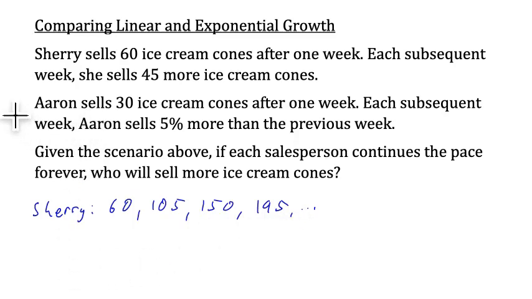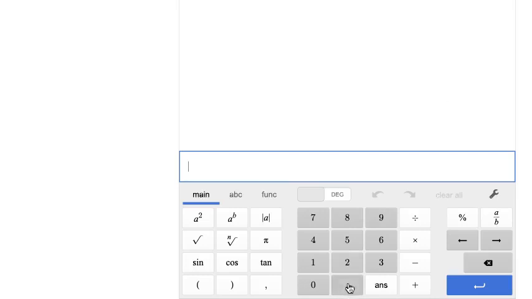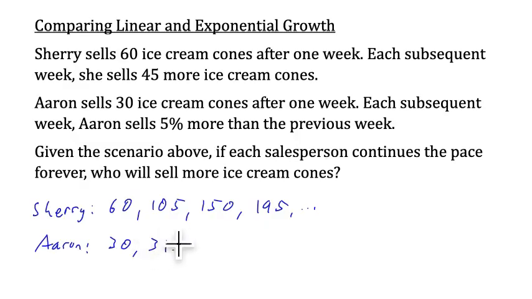Now Aaron, he sells 30 ice cream cones after 1 week. So notice he starts with fewer ice cream cones than Sherry. Each subsequent week, Aaron sells 5% more than the previous week. So he starts with 30, and then he sells 5% more. Well, 5% of 30, that'd be 0.05 times 30. That's only 1.5 more ice cream cones. So that would be 31.5.